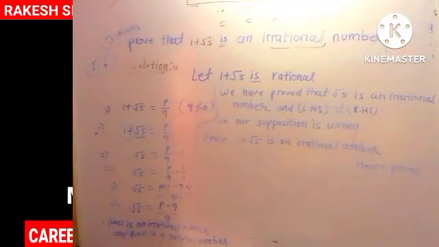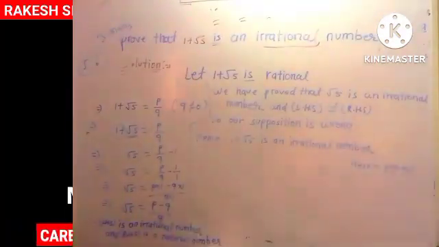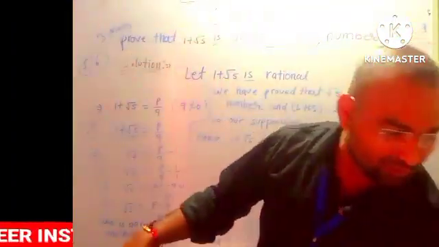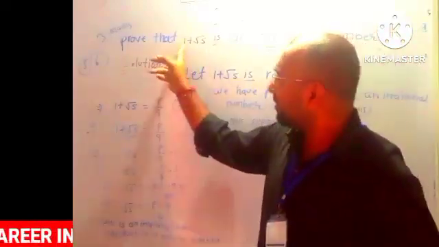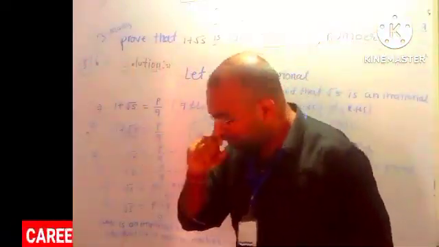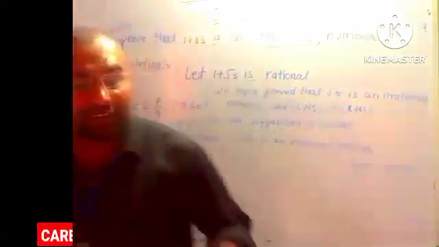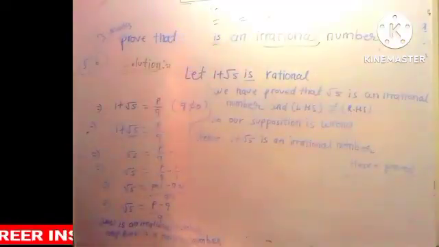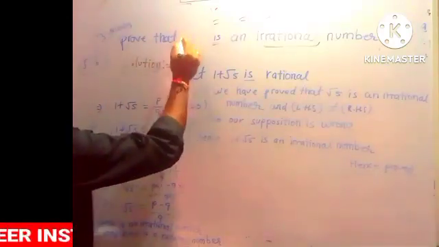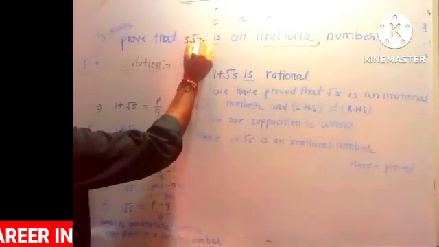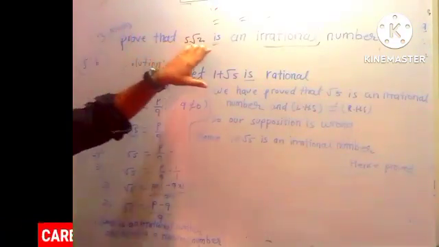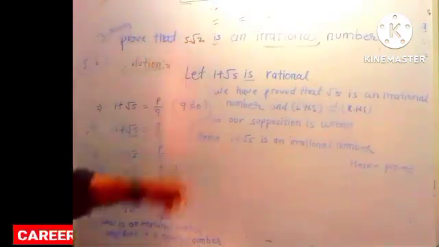The third type of question is... The first type was just a normal fraction, a normal root. In the second type, one thing was extra: one plus a number. Now in the third type, one more number will be extra, so it is going to be a multiplied number. Like suppose 5 into root 2. Prove that 5 root 2 is an irrational number.